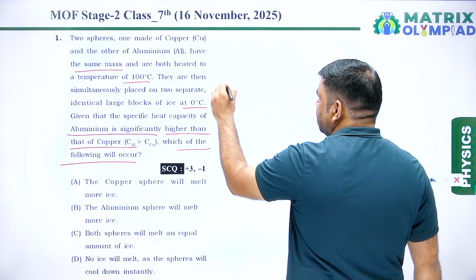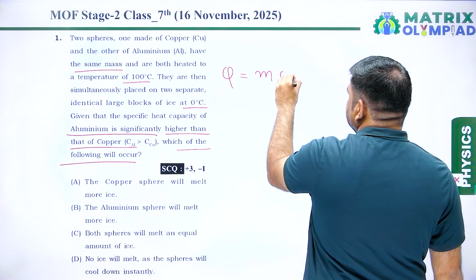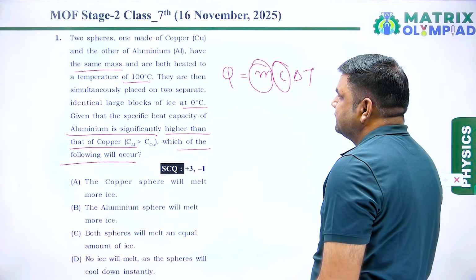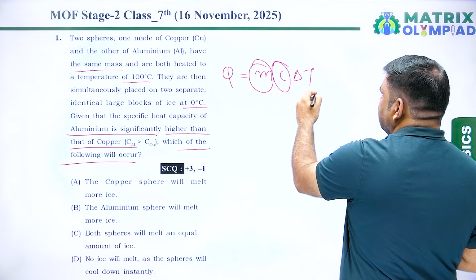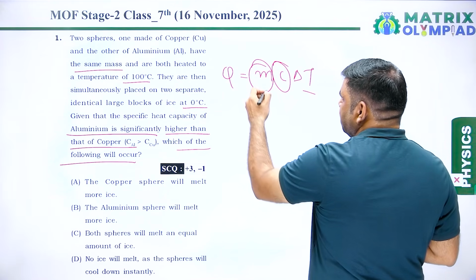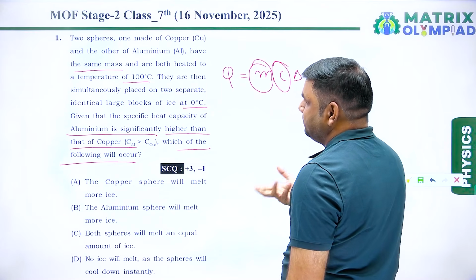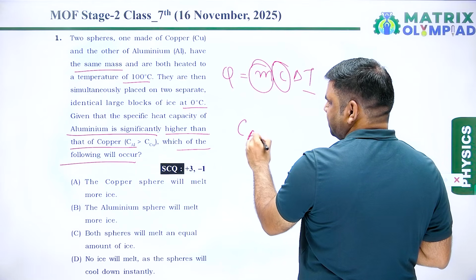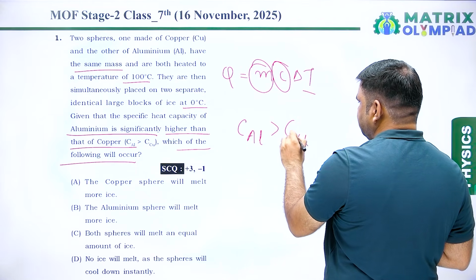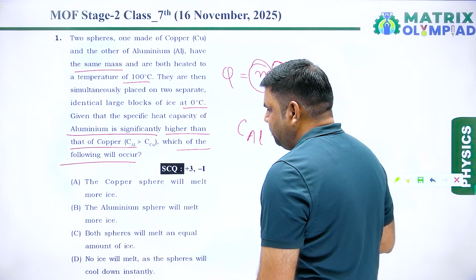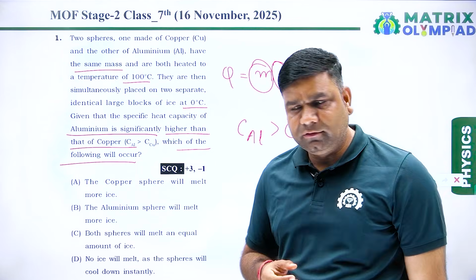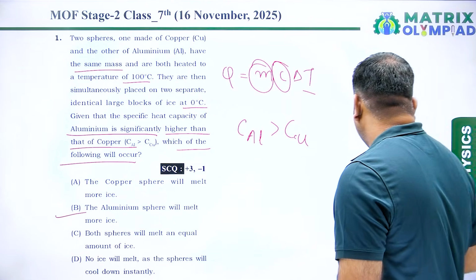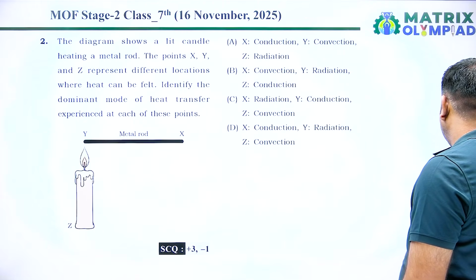So students, we know that the formula of heat transfer is mcΔT. Here m is mass, c is specific heat capacity and ΔT is temperature difference. Mass is the same for both the spheres. Now we have specific heat capacity of aluminium greater than specific heat capacity of copper, so the aluminium sphere will melt more ice. So our correct option is option B for question number 1. Let's move to the next one, that is question number 2.